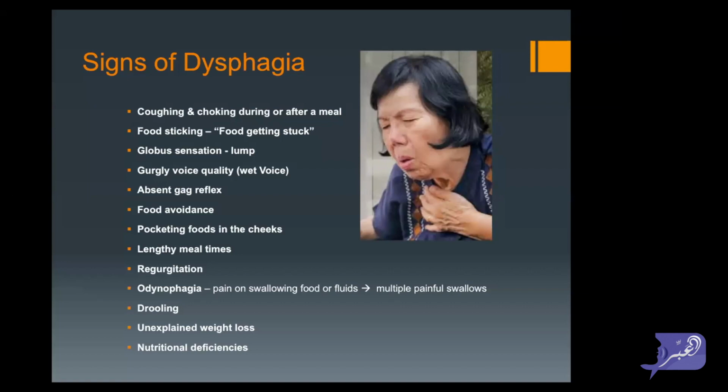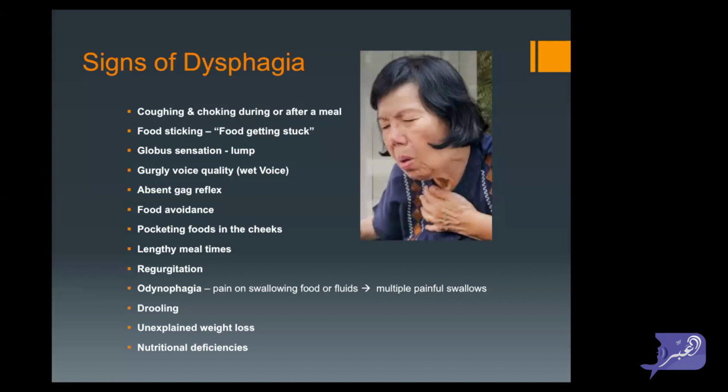So typically when we assess them in the clinic or within the hospital setting, we like to go and see them during meal times. We see how long it takes for them to eat. Is it quick, or is it a lengthy meal time? Does it take them more than an hour to finish a small meal? You tell them to open their mouth. You check the oral cavity, any food residue or pooling of food within the mouth.